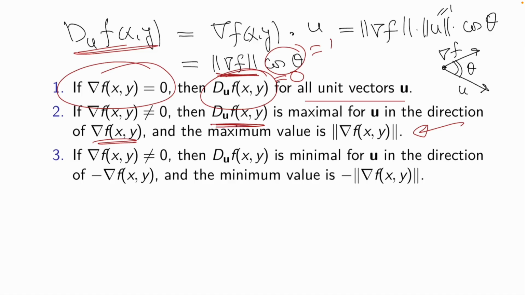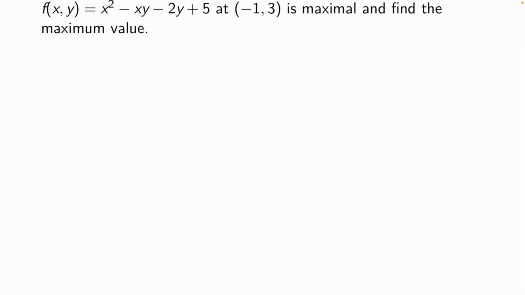So the second property tells us two things. First, that the direction in which the rate of change is maximal is the direction of the gradient. And then it tells us also what that rate of change is. How much is the directional derivative? Well, it's going to be just the norm of the gradient. And the same thing about the minimal. It's going to be minimal when the direction is opposite to the gradient, and the minimal value is going to be equal to minus the norm of the gradient, because then the cosine here is going to be -1.